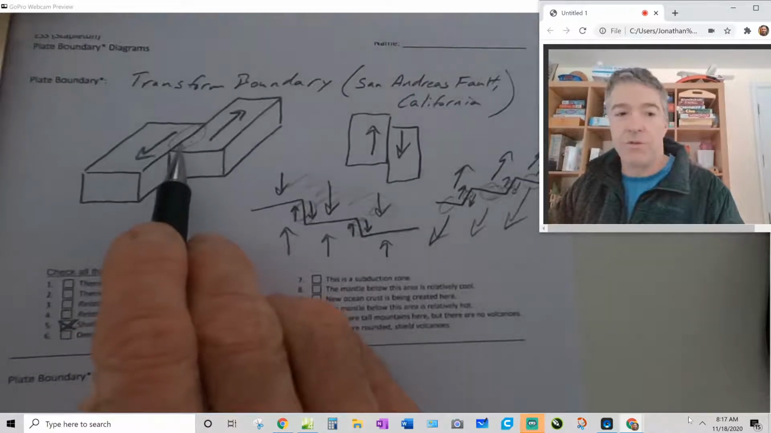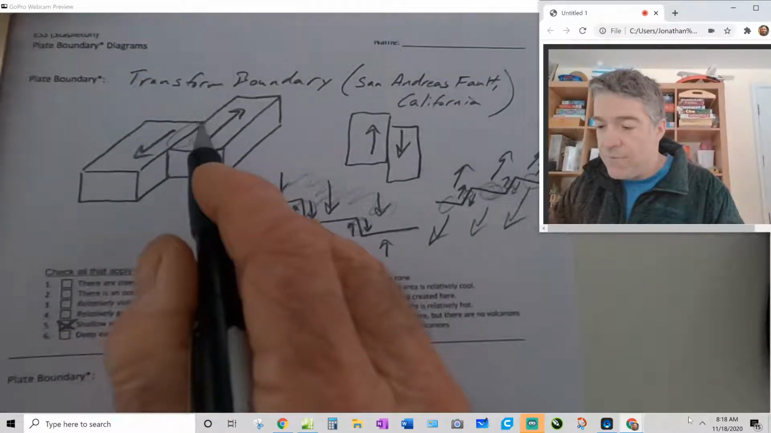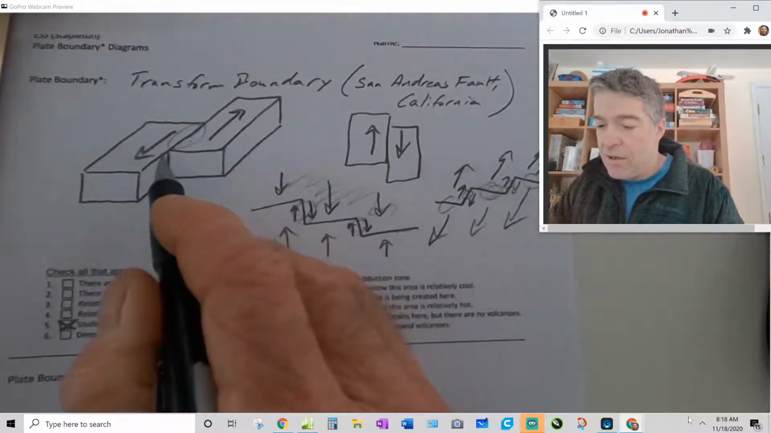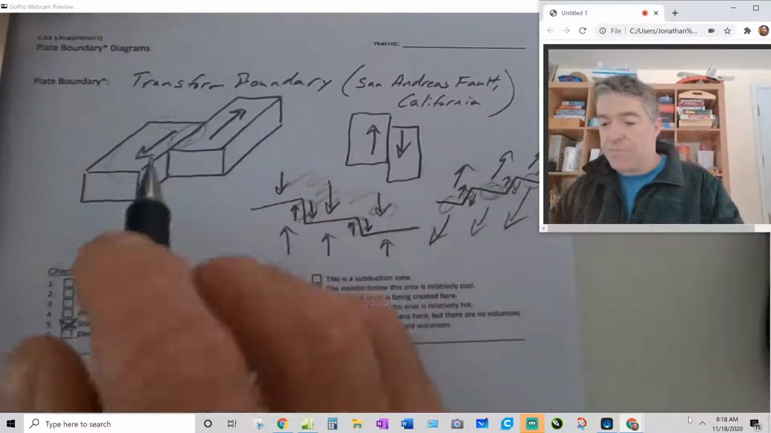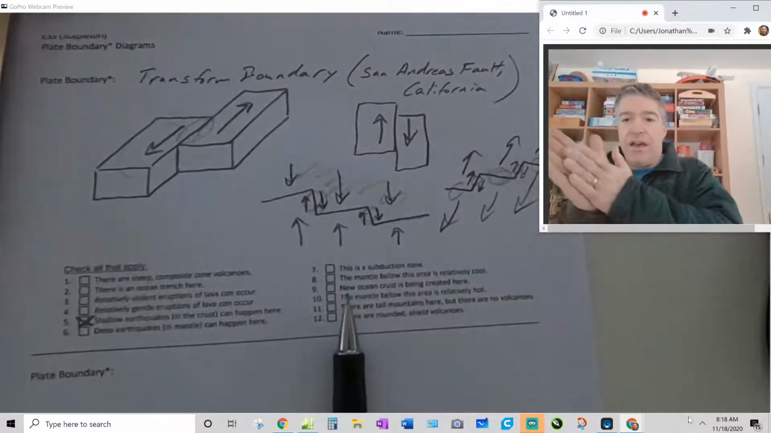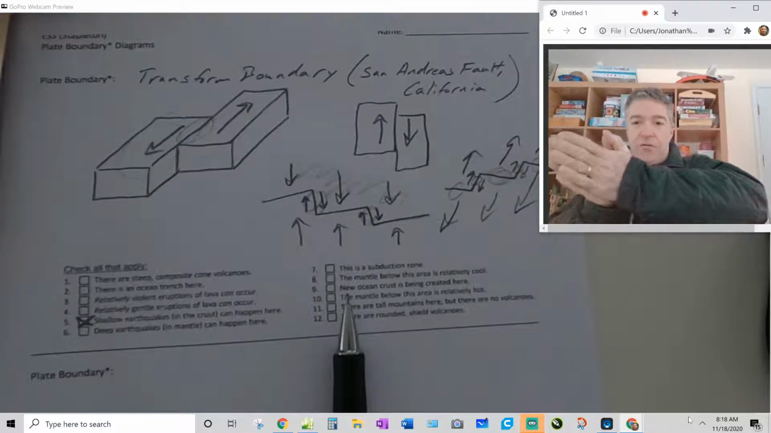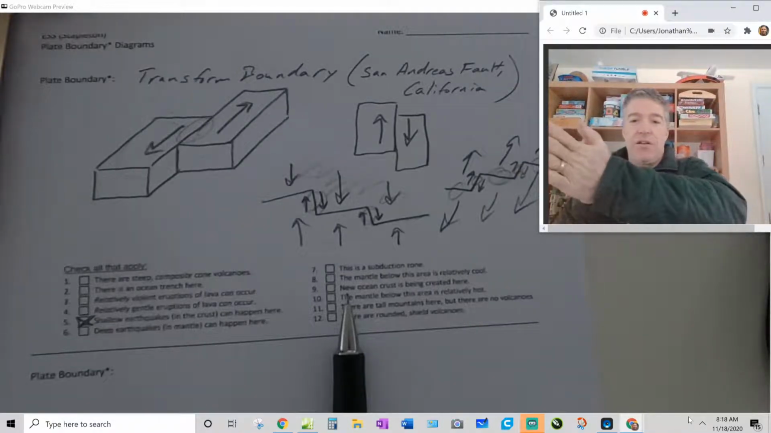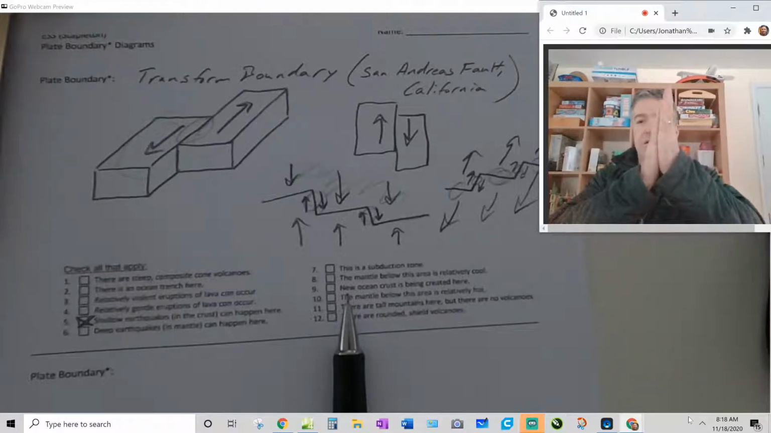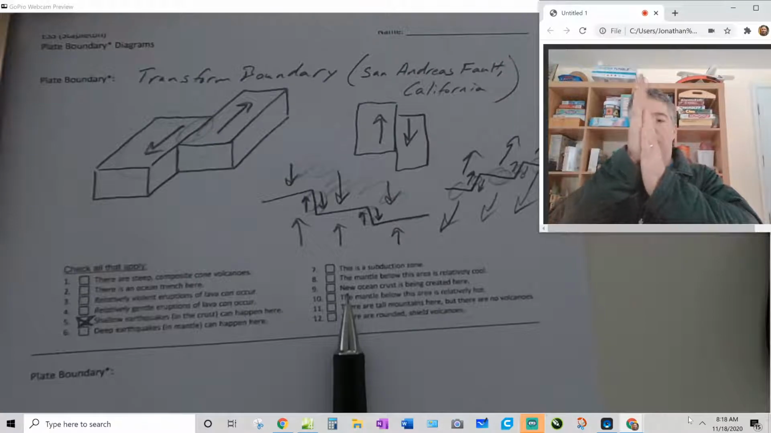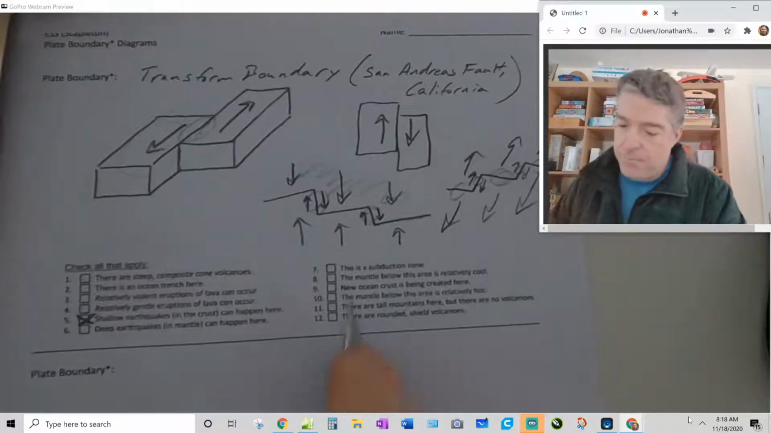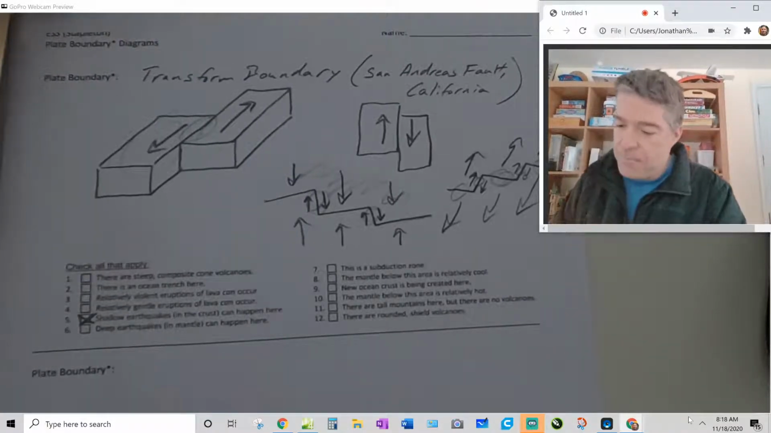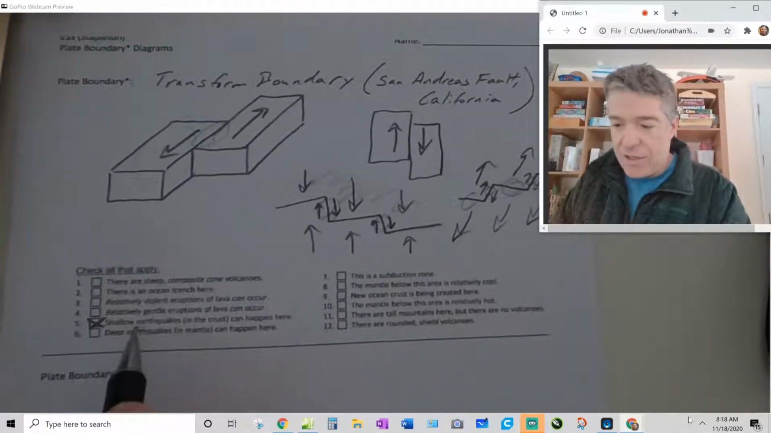There are a lot of earthquakes along here. If the edge of this is bumpy and the edge of this is bumpy, these two things are going to catch together, and every once in a while they're going to go. They don't just smoothly move over time. They kind of go, like. They build up a lot of tension and then they slip. So we've got shallow earthquakes.